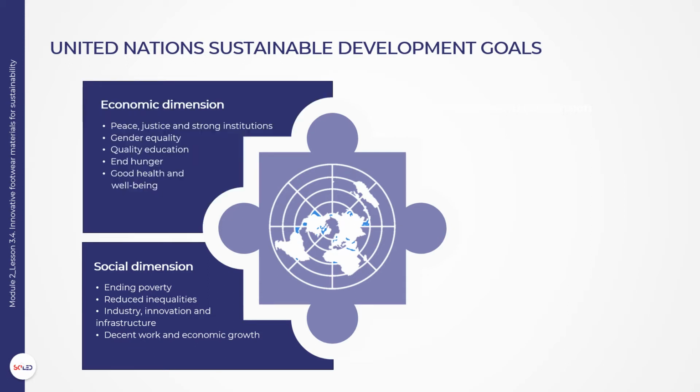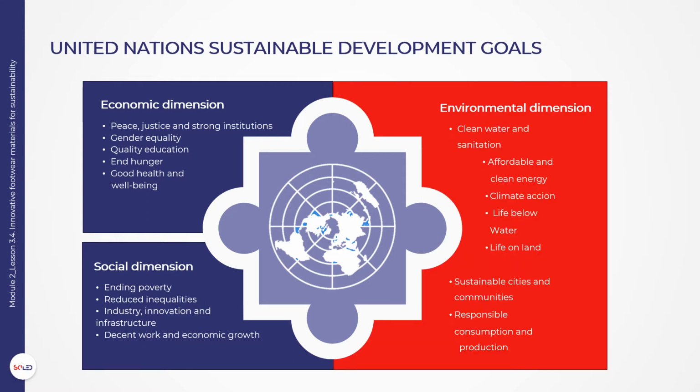The end of hunger, the health and well-being of human beings, quality education, gender equality, and peace, social justice, and strong institutions are attributes of social responsibility. Access to clean and sanitary water, clean and affordable energy, sustainable cities and communities, action against climate change, and the preservation of both terrestrial and underwater life are included within environmental sustainability.